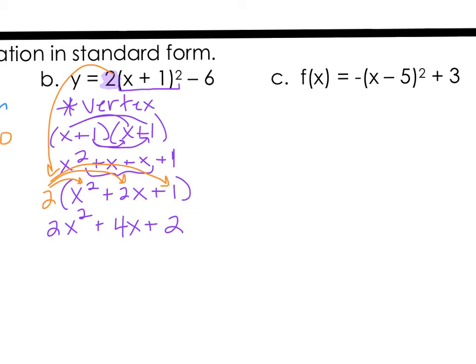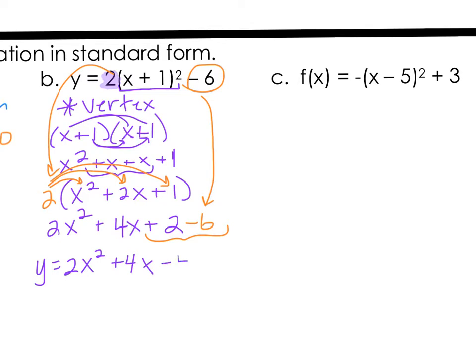The last thing then that we need to do is take that minus 6, our k, and combine it at the very end. So that'll allow us to combine like terms for our constant. Our equation in standard form will be y equals 2x squared plus 4x, and then 2 minus 6 would give us minus 4. So there's our ax squared plus bx plus c template for standard form.